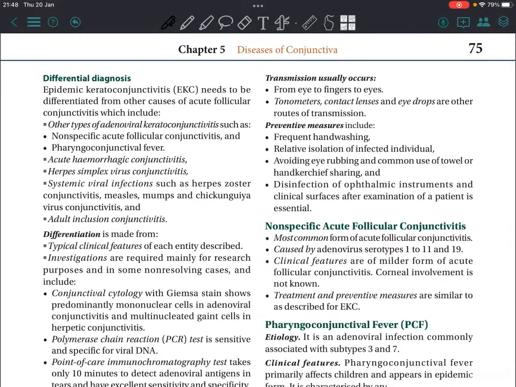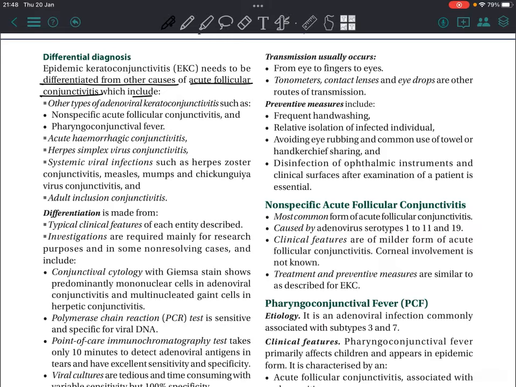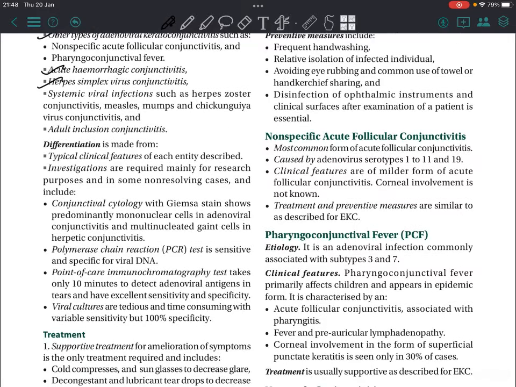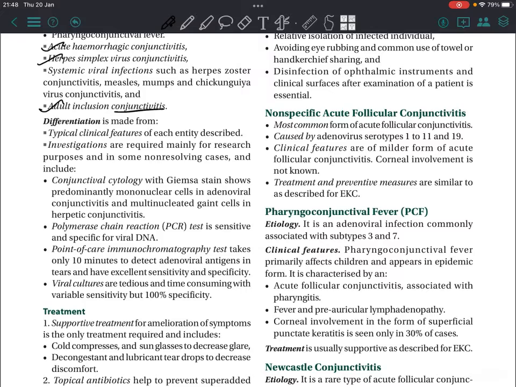Differential diagnosis: epidemic keratoconjunctivitis needs to be differentiated from other causes of acute follicular conjunctivitis, which include acute hemorrhagic conjunctivitis, herpes simplex virus conjunctivitis, other types of adenovirus keratoconjunctivitis, adult inclusion conjunctivitis, etc. Differentiation is made from the typical clinical features described earlier.